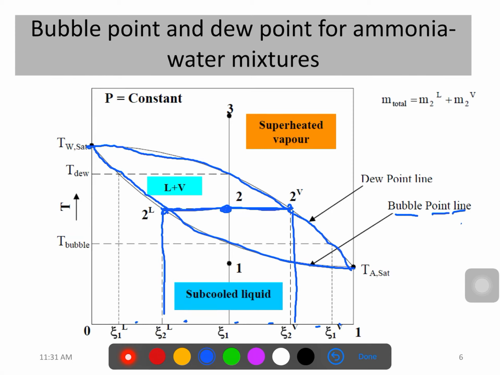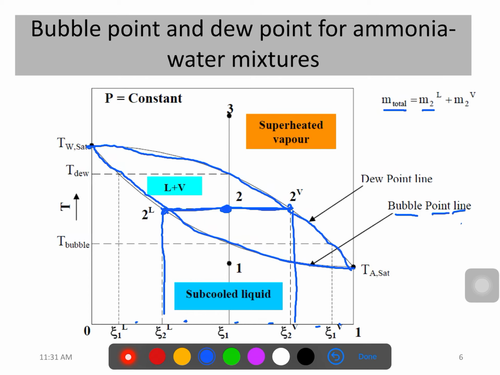यहाँ पर हमें concentration मिल गई liquid की और vapor की. Now what will be the total mass? Total mass at the 2 point. So total mass at the 2 point will be m total is equals to m2l liquid, 2 point पर liquid कितना था, 2 point पर vapor कितना था. So this is the first part where we can get the total mass.